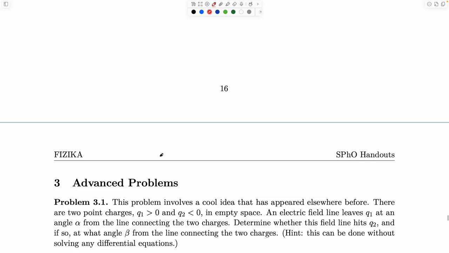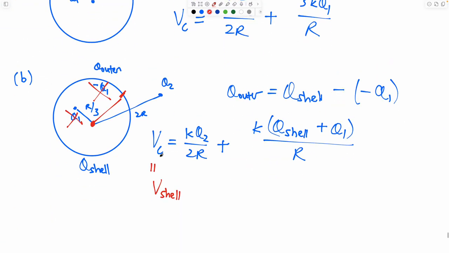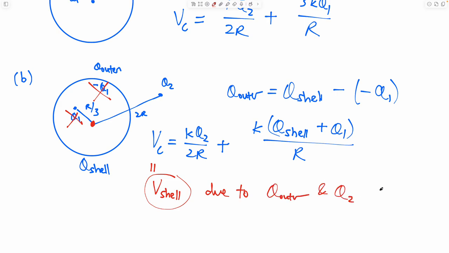Okay, great. So if that is okay, then the next step is, since the field is zero due to the outer shell and Q2, then the potential difference between the center and the outer shell must be zero also, because you integrate along a path to the shell where the field is all zero, right? So the potential difference has to be zero too. So in conclusion, V shell due to Q outer and Q2 is this expression. It's just VC. Okay? Do you understand? Are you okay with this part?